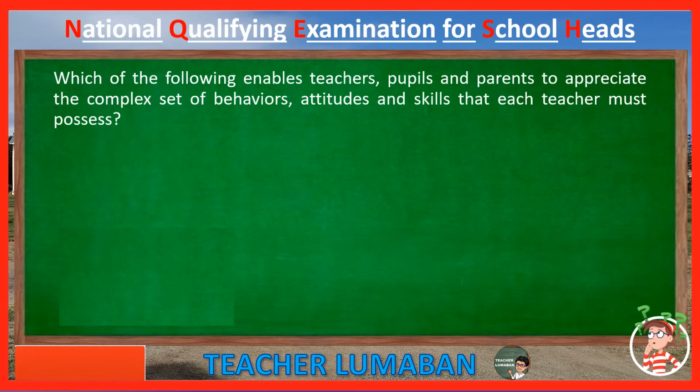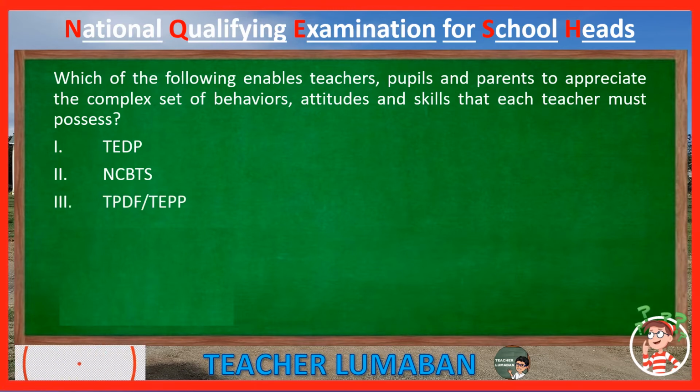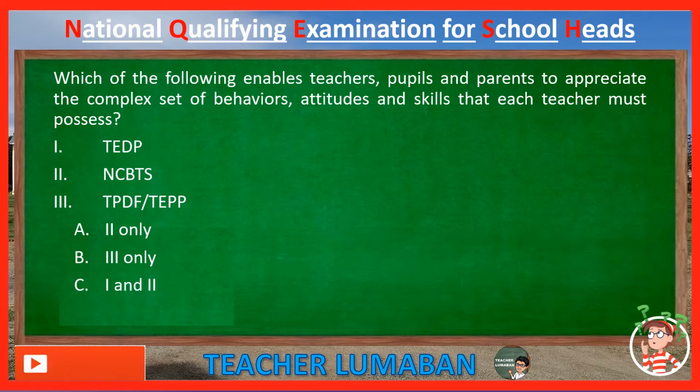Which of the following enables teachers, pupils, and parents to appreciate the complex set of behaviors, attitudes, and skills that each teacher must possess? Roman numeral 1, TEDP. Roman numeral 2, NCBTS. Roman numeral 3, TPDF/TEPP. Letter A, Roman numeral 2 only. Letter B, Roman numeral 3 only. Letter C, Roman numeral 1 and 2. Letter D, Roman numeral 1 and 3.